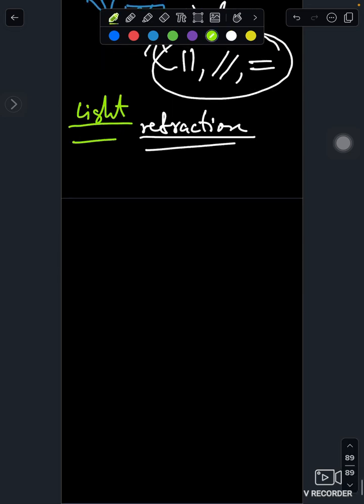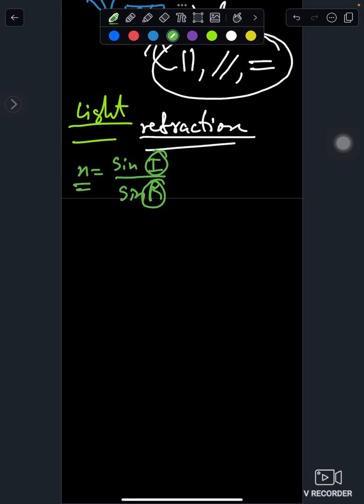So when we talk about refraction, first of all, let me write the formulas of refraction. Refraction has two formulas: n equals sine of I over sine of R. I is the incidence angle and R is the refracted angle. N is the refractive index. We call it the refractive index.